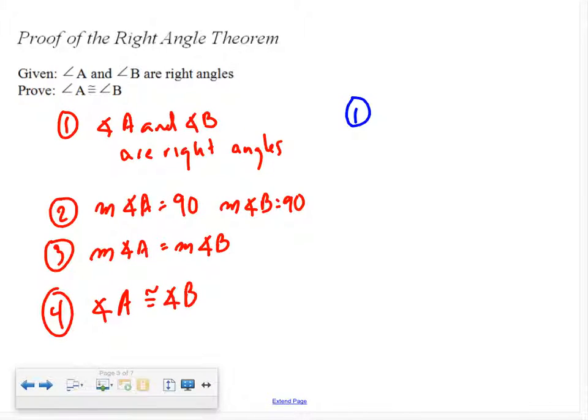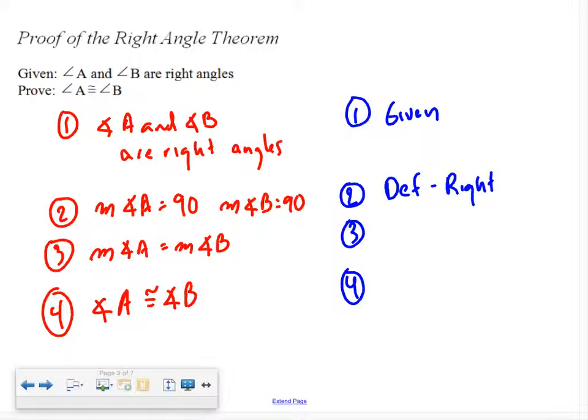So, pause here and see if you can come up with your own reasons. Here are the reasons. First one, that's given. Line 2, that's a definition of a right angle. Right? Right angles, by definition, are 90 degrees.